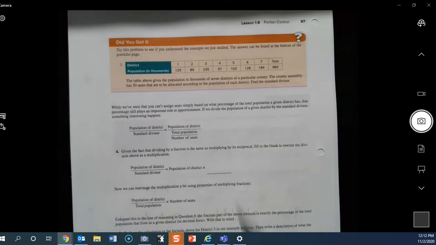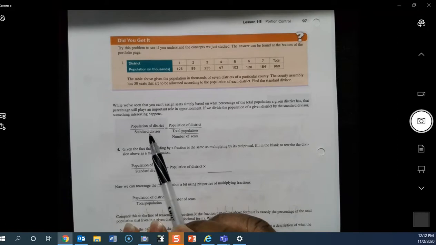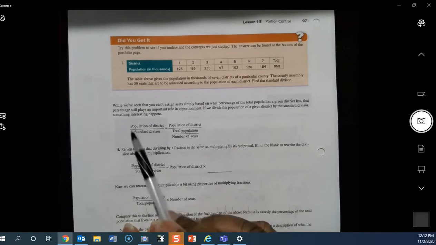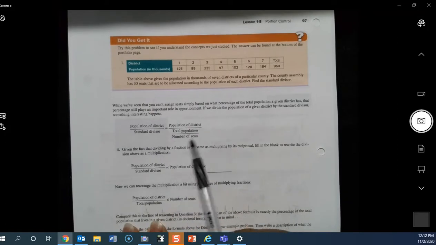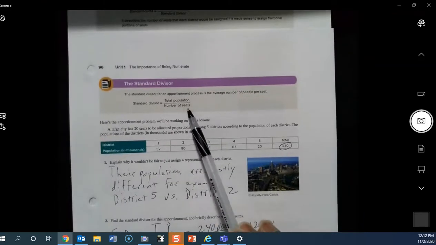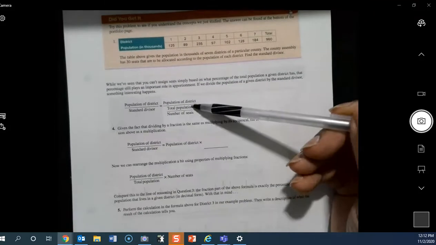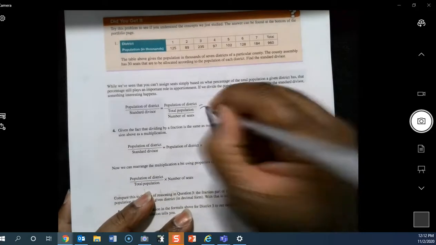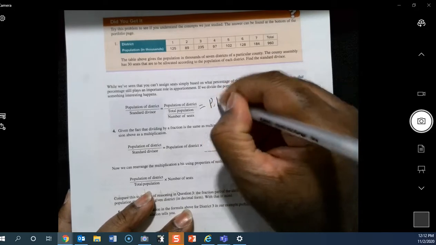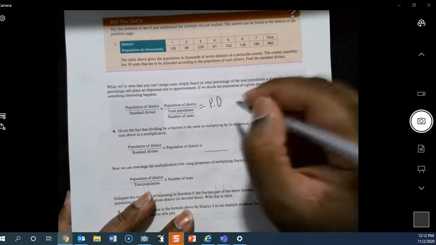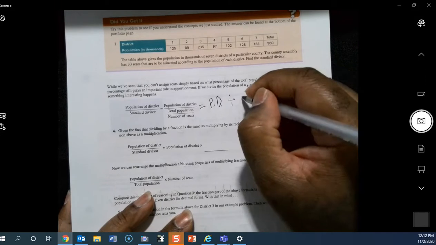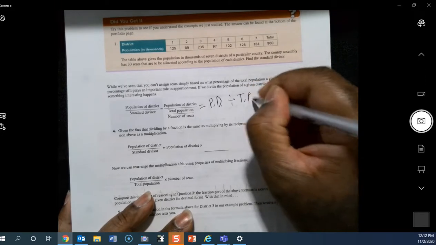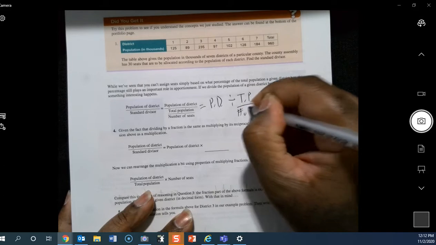Now, we have the population of the district divided by the standard divisor. The standard divisor was rewritten to what it was on the previous page. The standard divisor is the total population over the number of seats, and we changed standard divisor to total population over number of seats. So if we rewrite this mathematically, I'm going to put PD for the population of the district, divided by the total population, which is TP, over the number of seats.